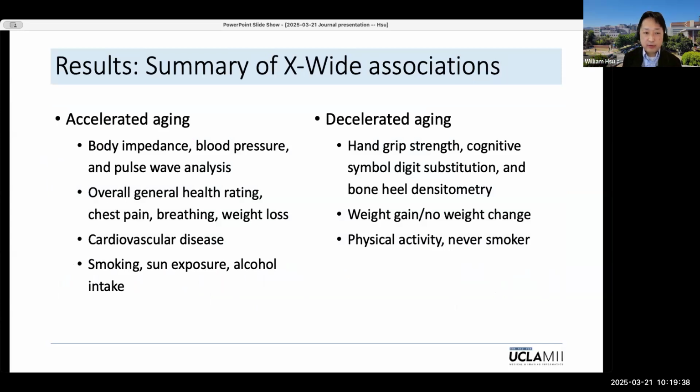Here you have accelerated aging: body impedance, blood pressure, pulse wave analysis, general rating for health, chest pain, breathing, weight loss. These are all things that they found associated with accelerated aging versus decelerated aging.